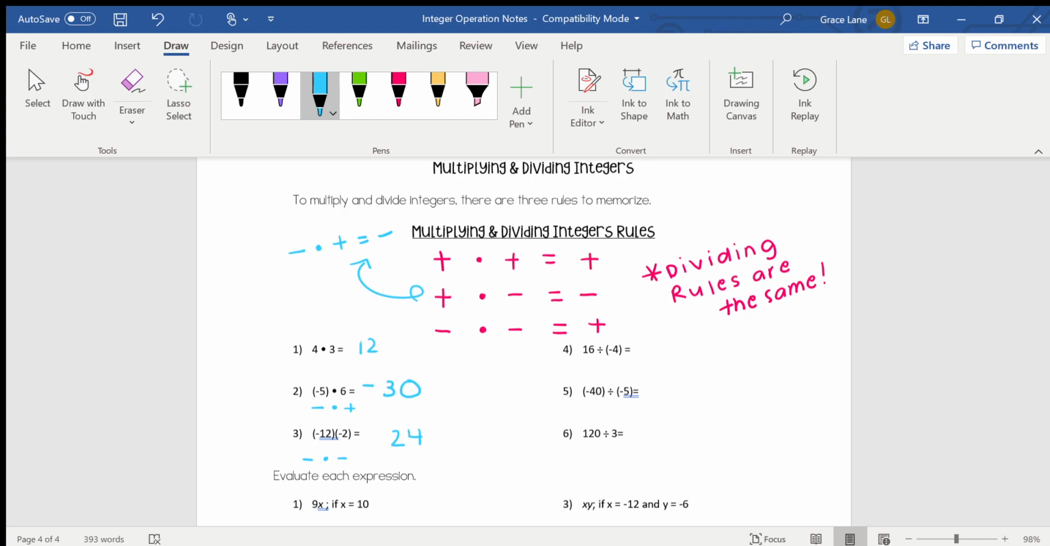So positive 16 divided by negative 4. 16 divided by 4 I know is 4, and you have positive, and you have divided by a negative. So they're opposite signs, so your answer will be negative. Number 5, negative 40 divided by negative 5. So you have two negative signs. Two negatives make a positive, so your answer will be positive 8.